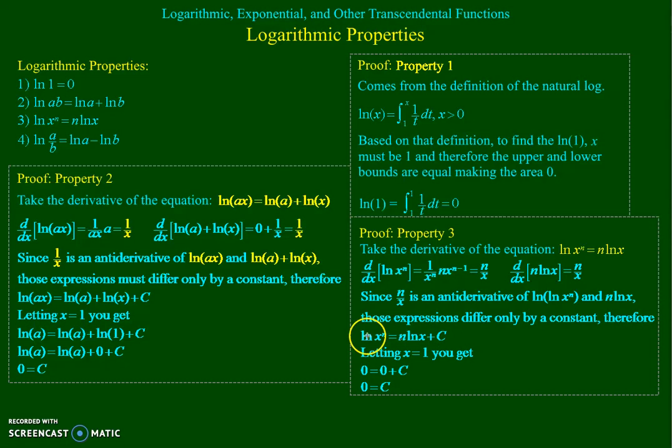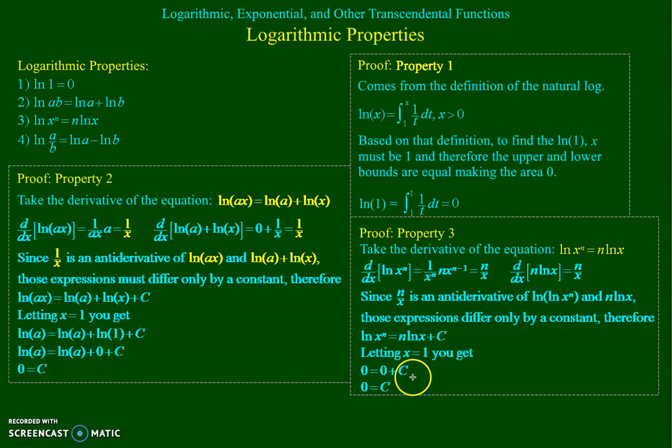Just like we did in property 2, we're going to let our x equal 1. So letting x equal 1, we have ln of 1 to the n, and ln of 1 is just 0. And we have n times ln of 1, which again is 0, plus c.